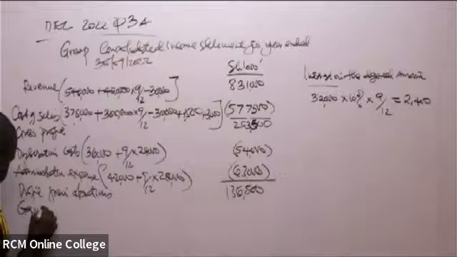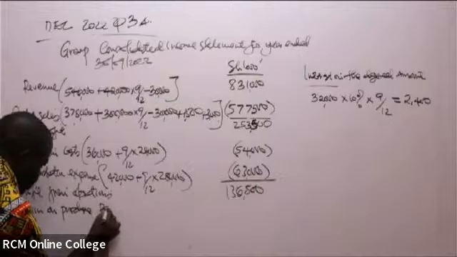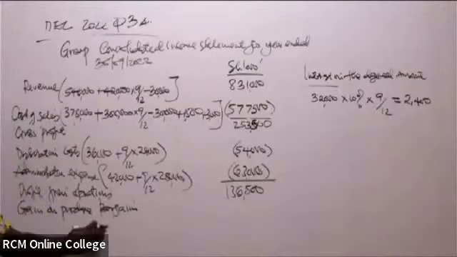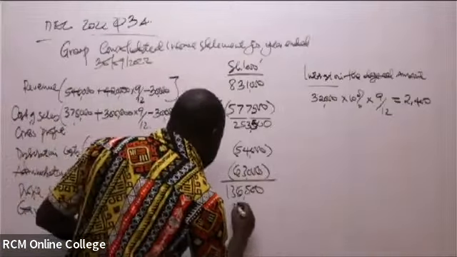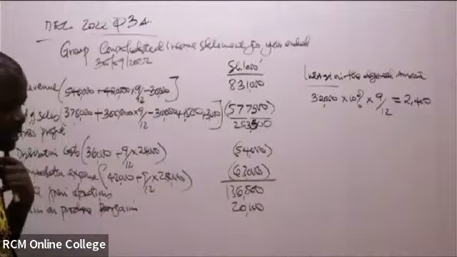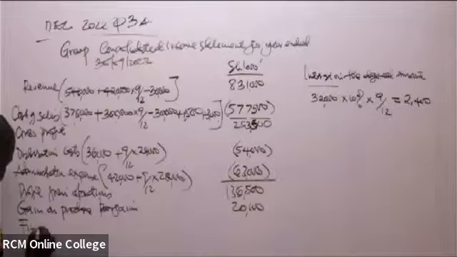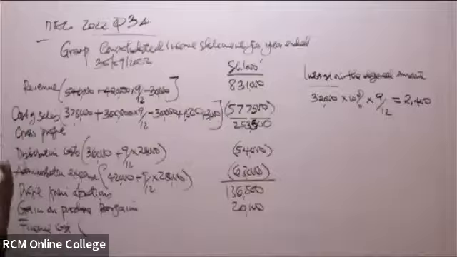Gain on purchase bargain is what we got when we were computing the goodwill. So what they were able to get as a benefit was actually 2,100. Then you can now consider the finance costs, which you can compute.